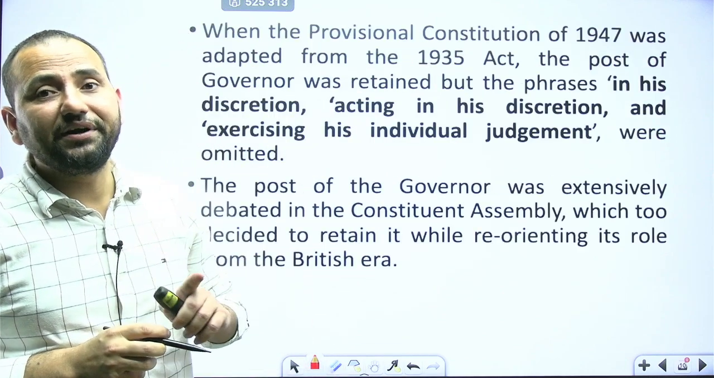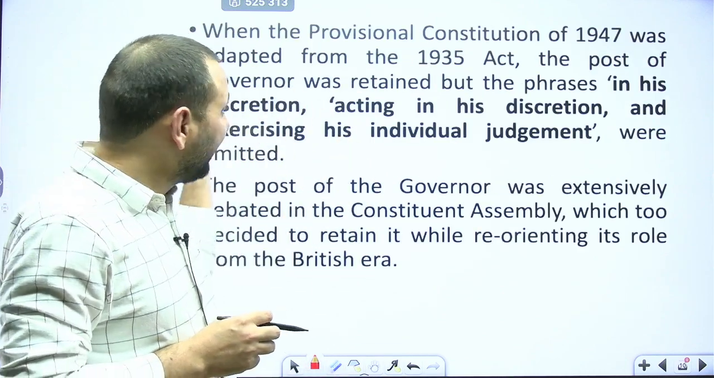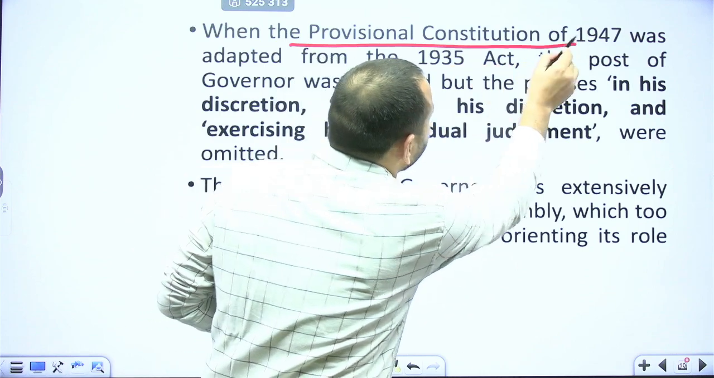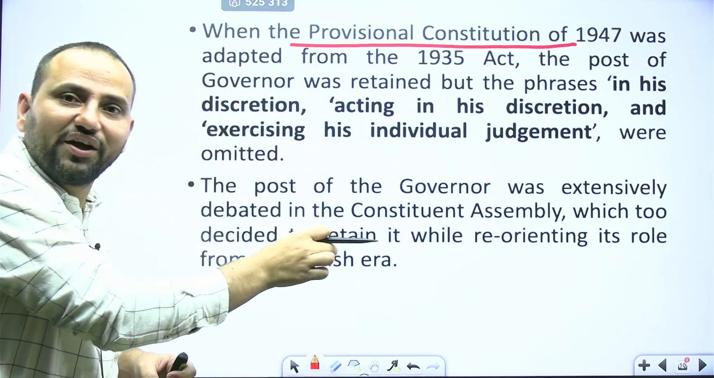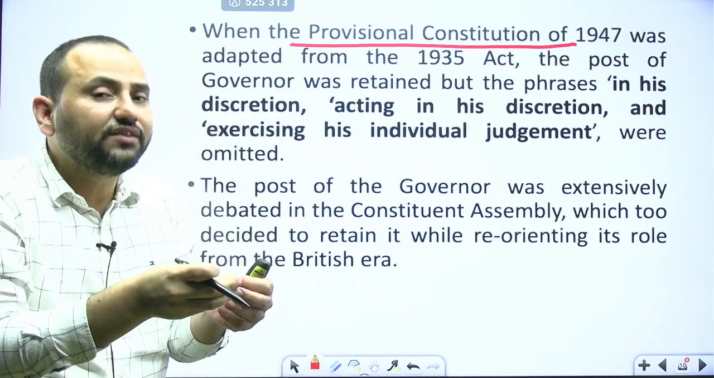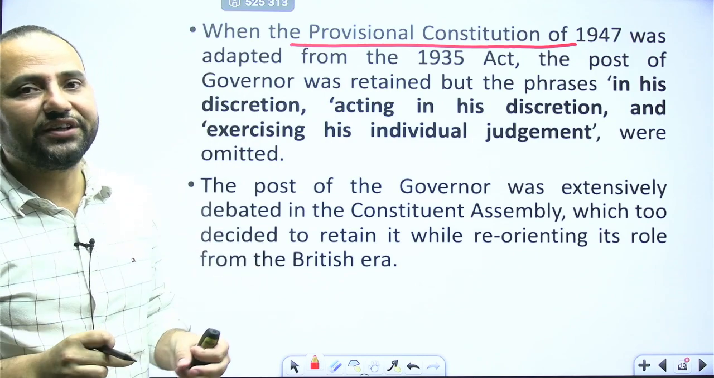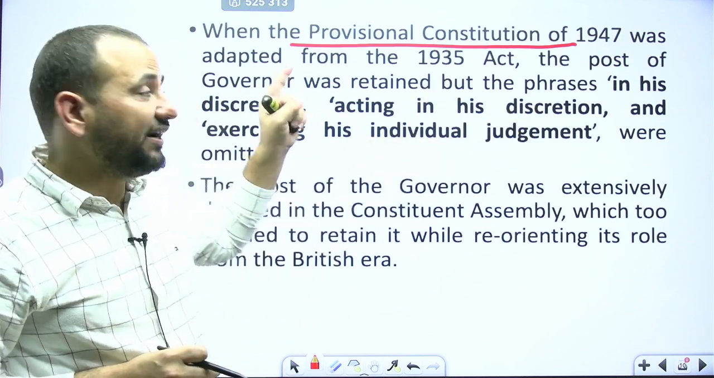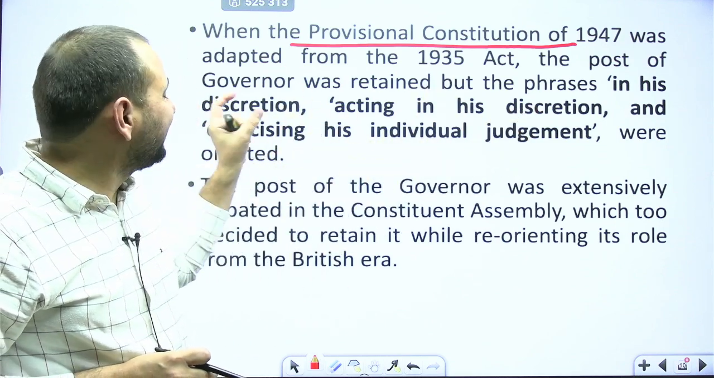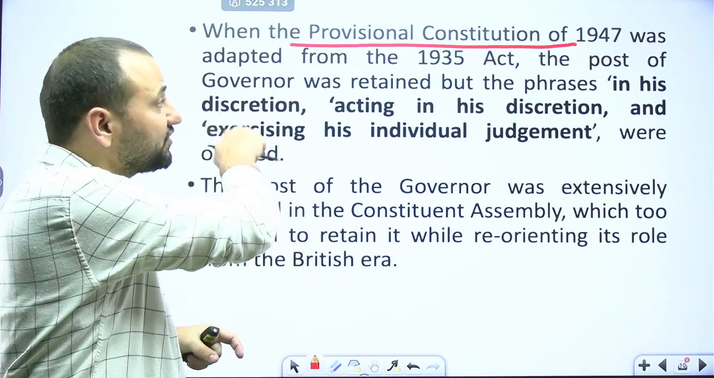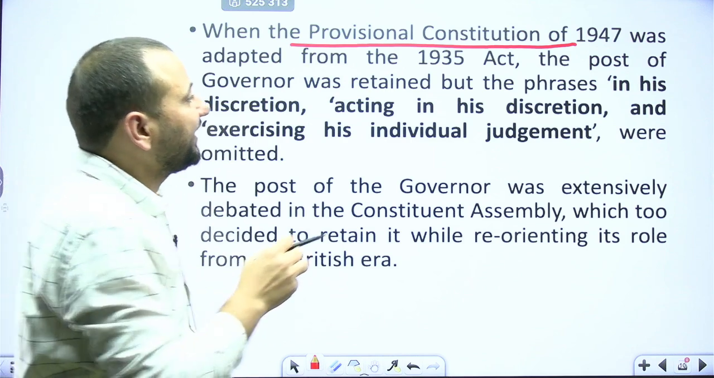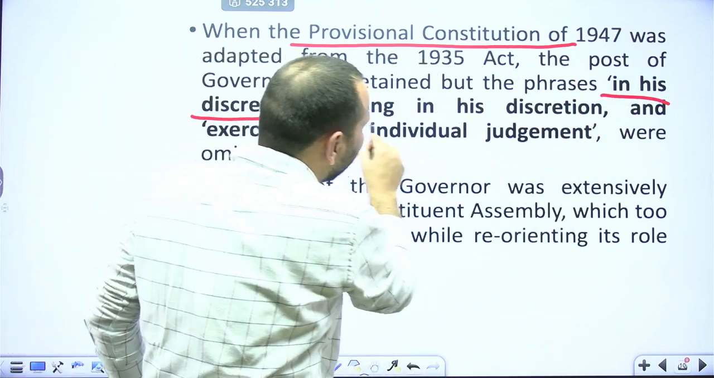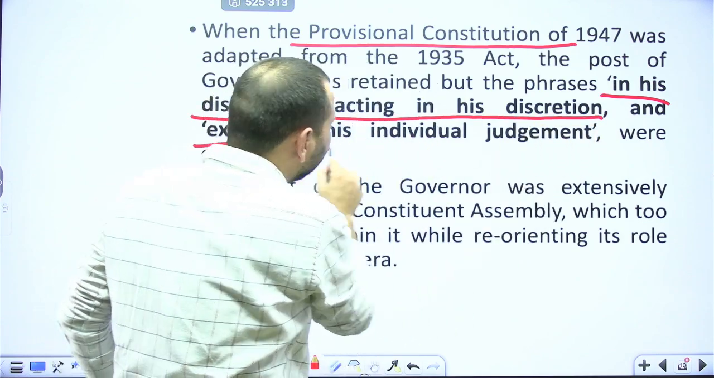When India became independent, we have to understand that this very Government of India Act 1935 became the provincial constitution. And if you see this provincial constitution, we started using that, obviously with some differences. A basic difference with reference to the structure of the Government of India Act 1935 can be understood from this dimension: the line which had specified that the governor will work in his discretion, acting in his discretion and exercising his individual judgment.